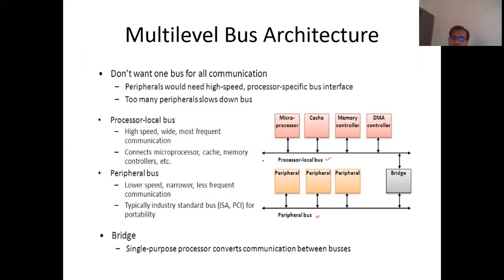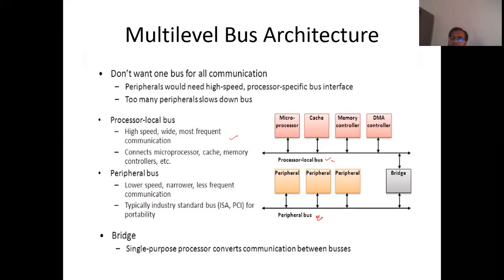Processor local buses are normally high speed and wide, with the most frequent communication, since most of the communication will be with the processor. It will connect the processor, cache memory, main memory, and DMA controllers through the processor local bus. Another level is the peripheral bus, where all the peripheral devices like IO devices can communicate with each other. For that purpose, we have the peripheral bus.